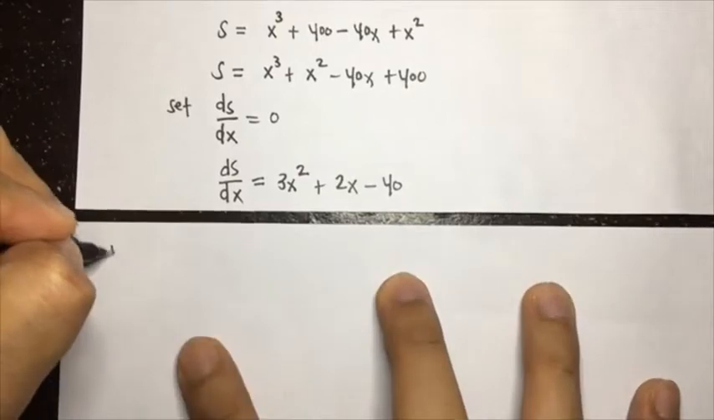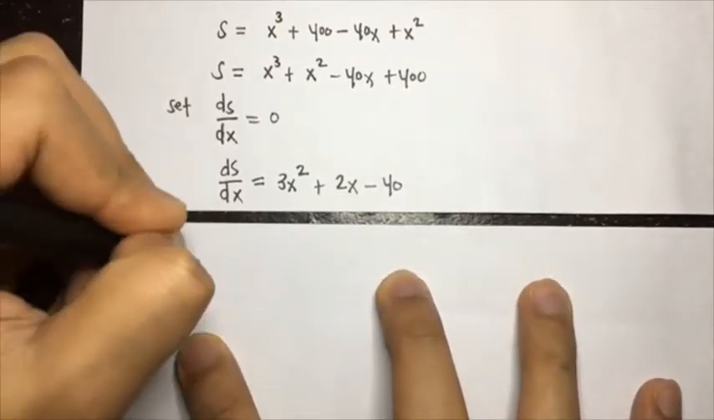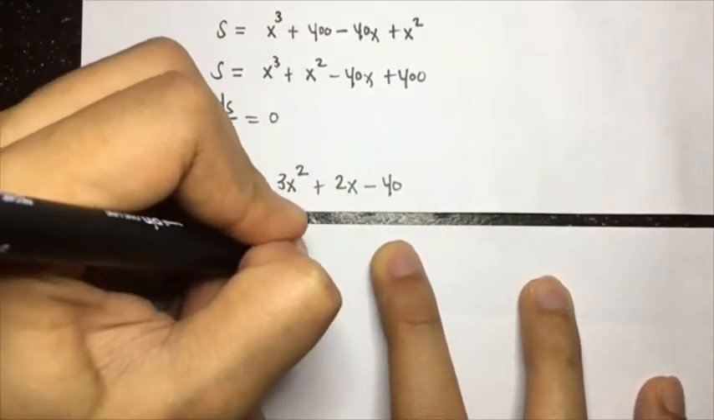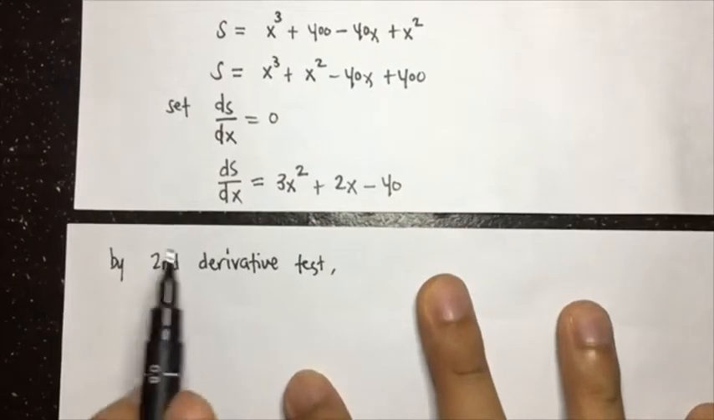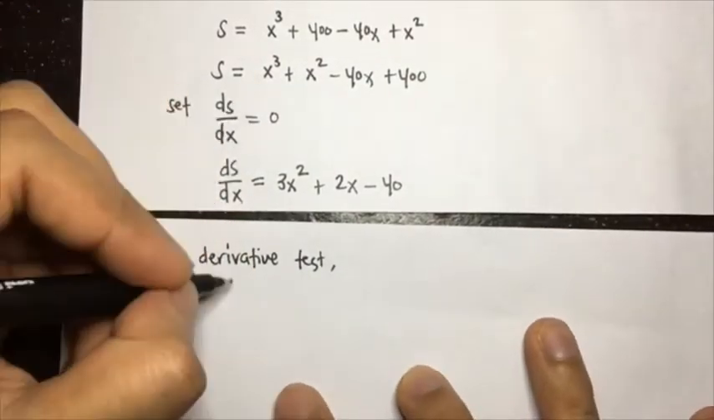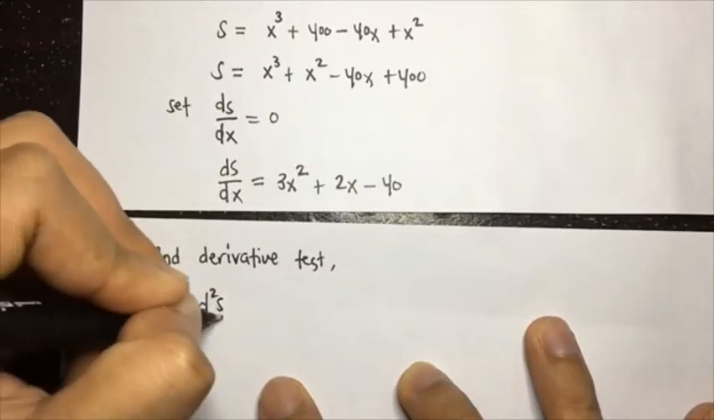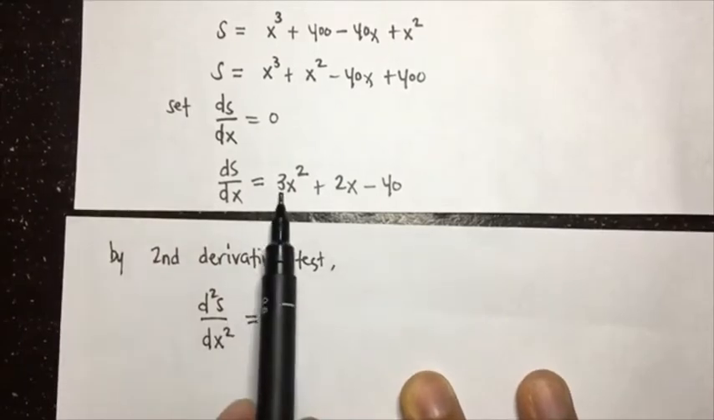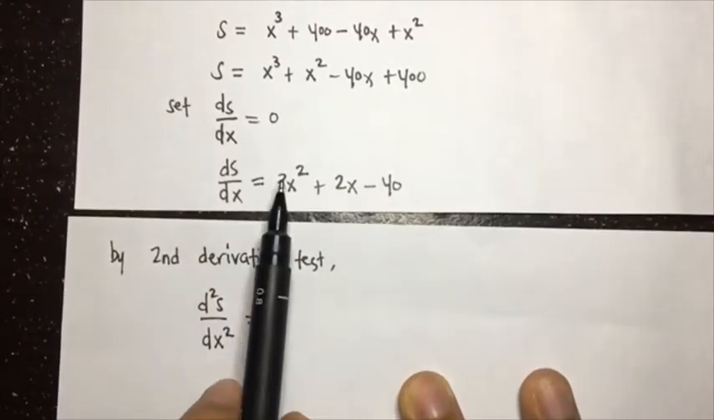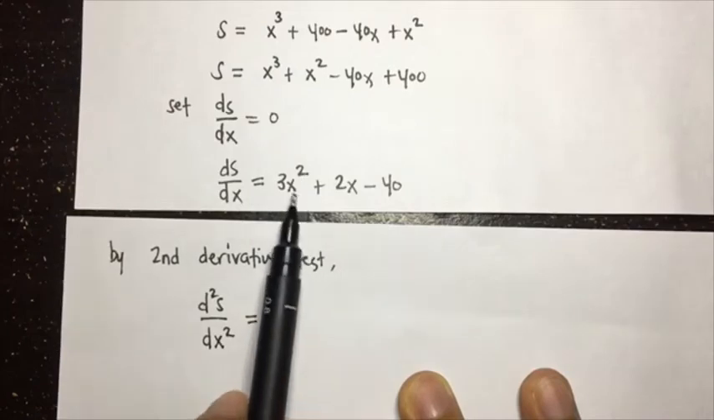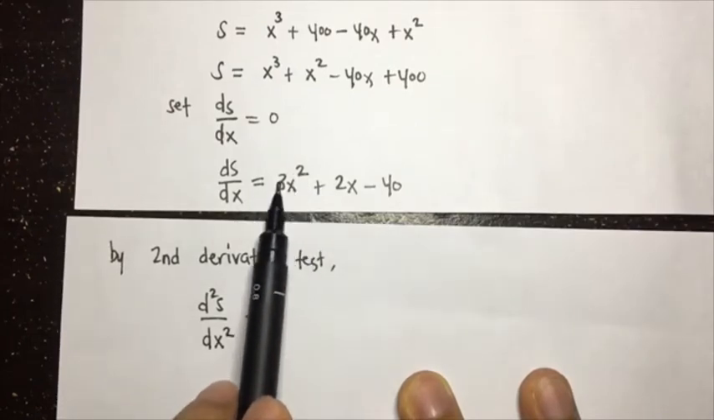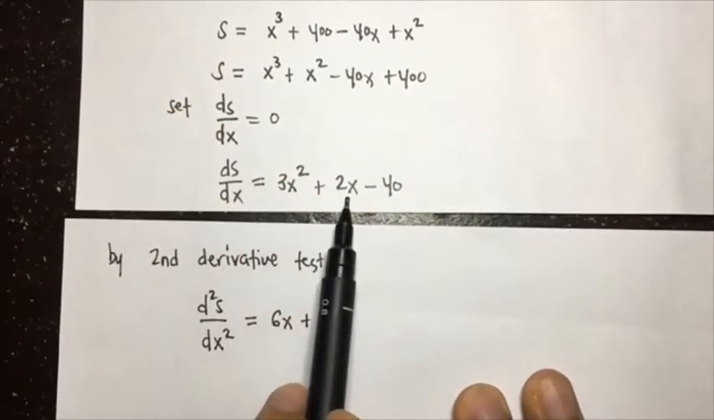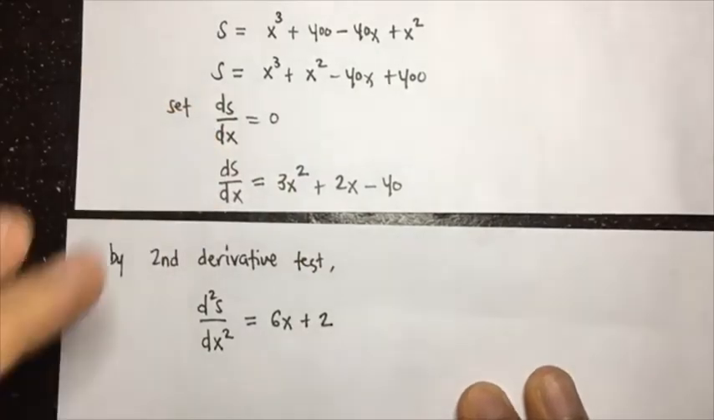By the second derivative test, we'll solve for the second derivative. So the second derivative is d squared s over dx squared. We have here our first derivative, so derive it. 3 times the derivative of x squared, which is 2x. So 2 times 3, that is 6x, plus the derivative of 2x, which is 2.